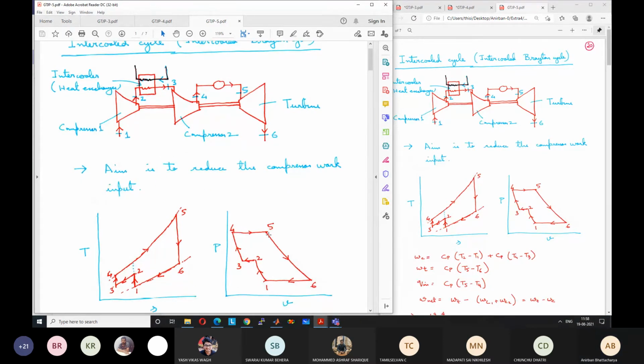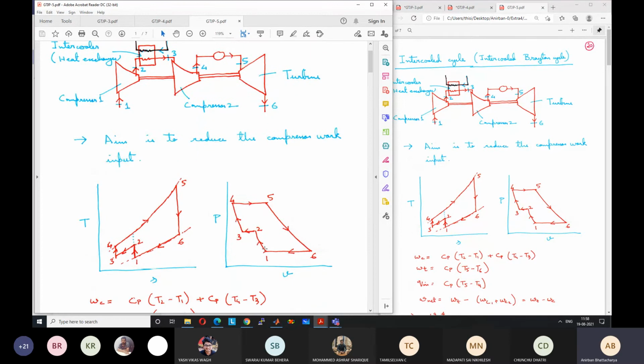So in the PV diagram, how does this cycle look? You go from 1 to 2, isentropic compression. 2 to 3 is constant pressure heat rejection, that's why we are going to lower volume. Then 3 to 4 is isentropic compression again. 4 to 5 is constant pressure heat addition. 5 to 6 is isentropic expansion in the turbine, and 6 to 1 we are closing the cycle using constant pressure heat rejection.